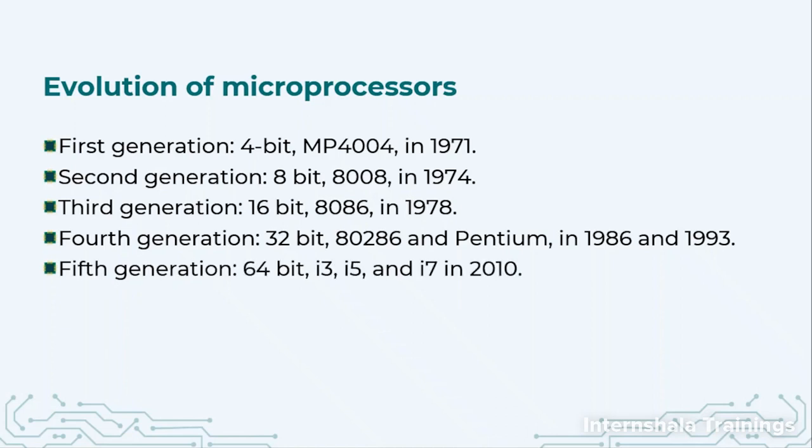In 2010, Intel launched the 5th generation, which is 64-bit microprocessors in the form of i3, i5 and i7 series. These are the modern state-of-the-art and very high-performing microprocessors.